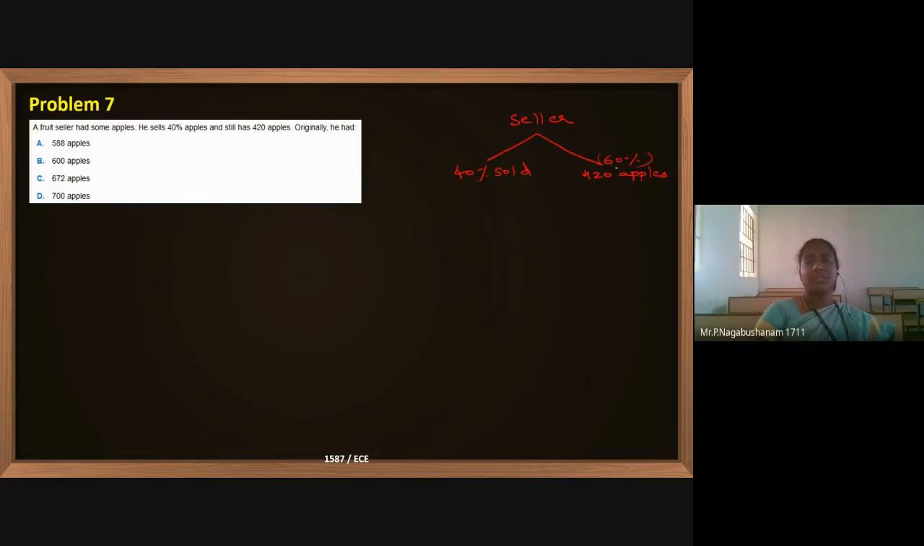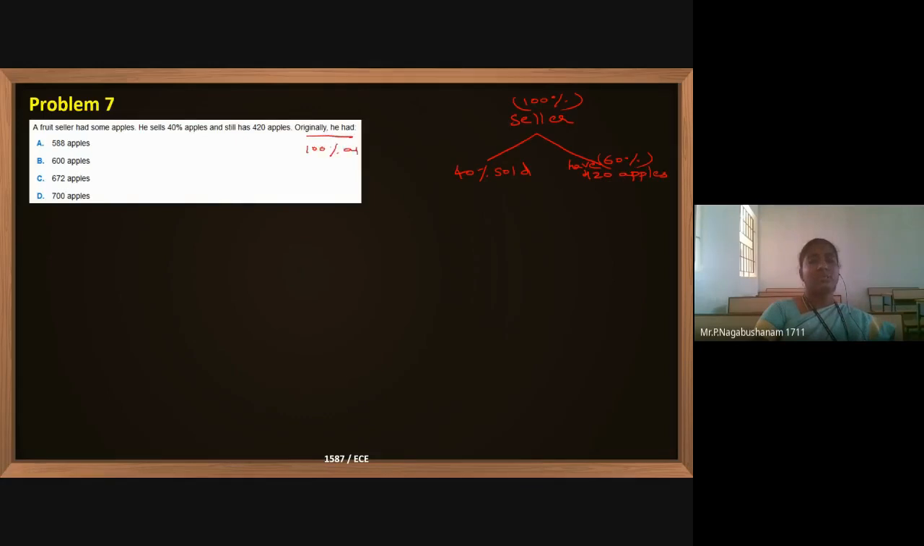Okay, 40% sold. This is 100%. Totally whatever he is having is 100%. So 40% sold, and still he has 420 apples, which is 60%. Left out is 60%. So what they are asking is, originally how much he is having? What is that 100% apples?